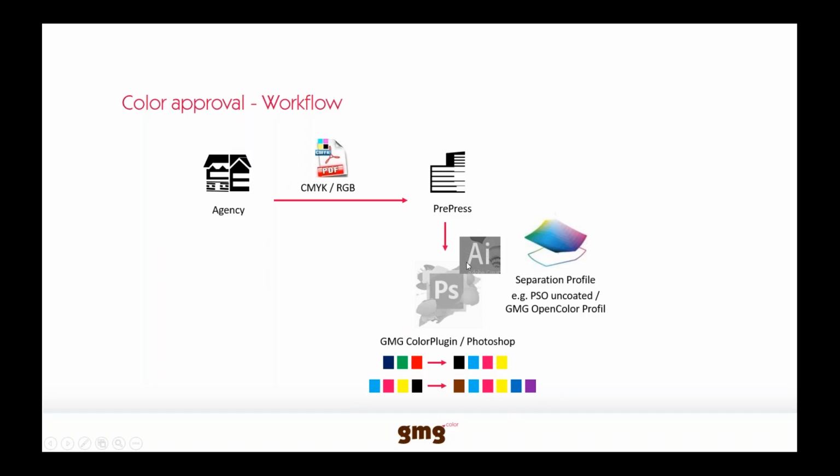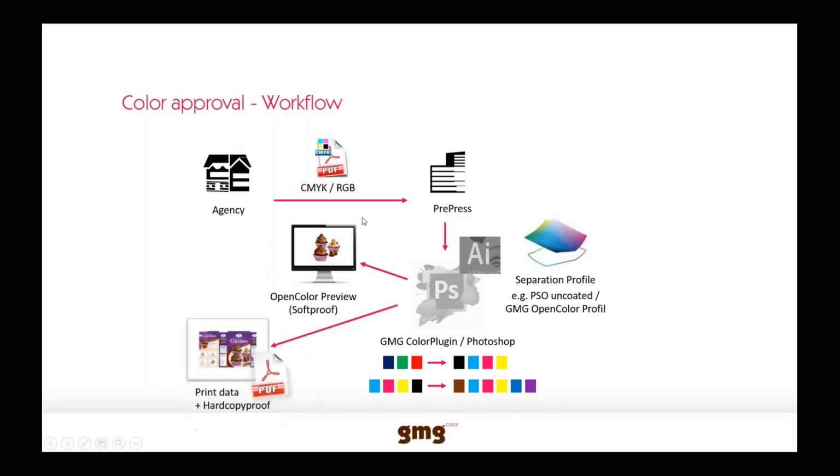So you make your conversions, but then you want to evaluate it. And therefore, you need either a softproof or hard proofing system. And of course, softproof in this case is the topic today. So you want to have a really reliable monitor and a reliable result on your monitor. After you're finished with your adjustments, then you have your print data and maybe your hard copy proof to send further to the printer.